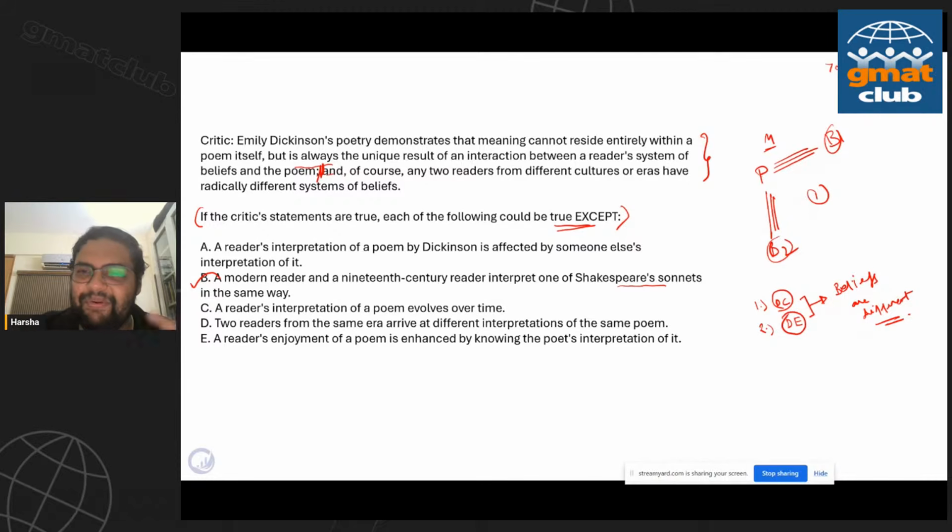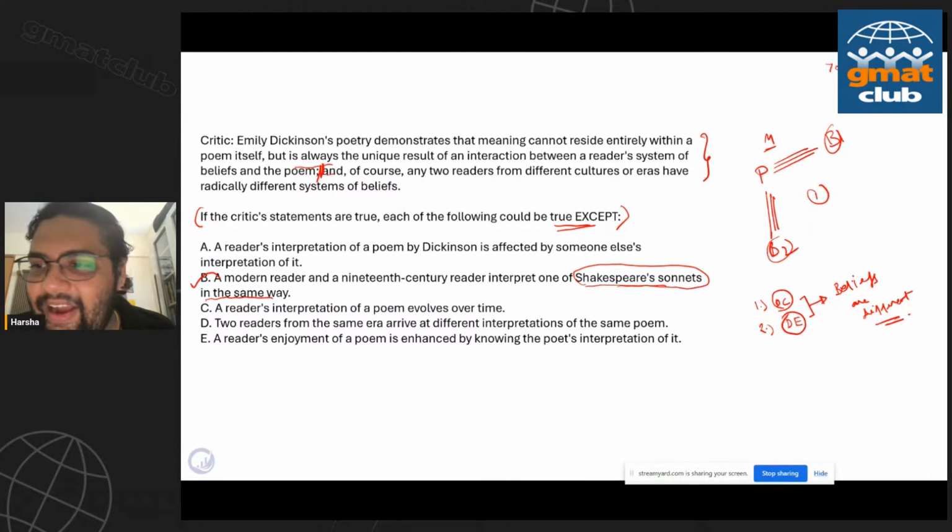Clearly, because they are from different eras, they have different belief systems, and because they have different belief systems, they will interpret the same poetic work in a different way. So to say that they will interpret it in the same way, this is that one statement in this entire set of choices that cannot be true, right? So if anyone is wondering why it is choice B, it's talking about Shakespeare's sonnets where the passage is about Dickinson. Dickinson's poetry demonstrates this point, but it's applicable to all poetry. It doesn't say that it's only about Emily Dickinson's poetry. I hope everyone who did not get choice B is very clear on why choice B is the correct choice at this point.